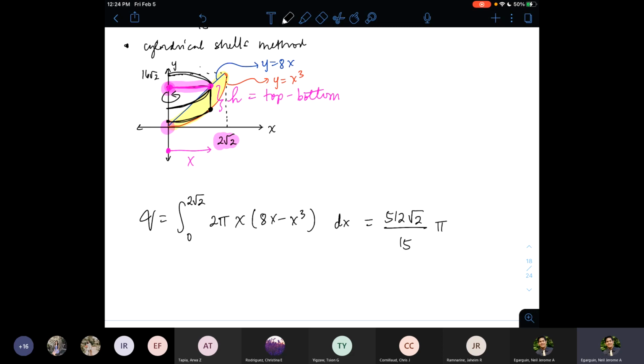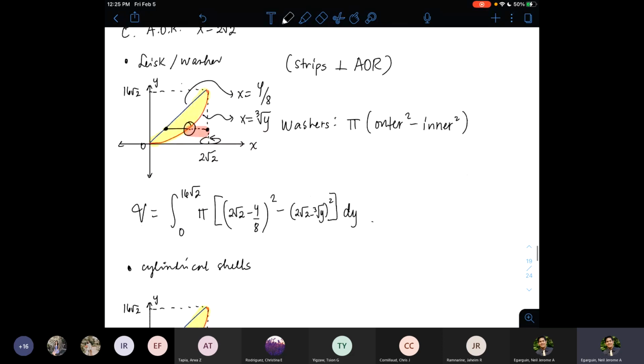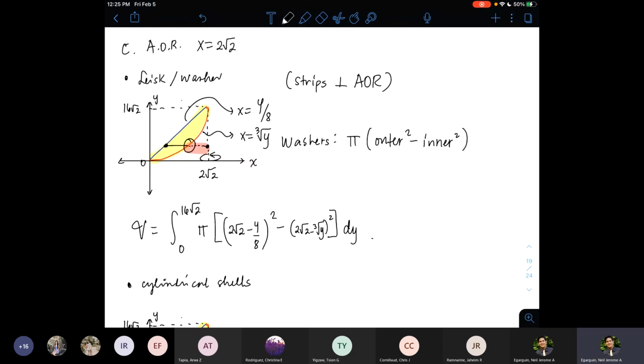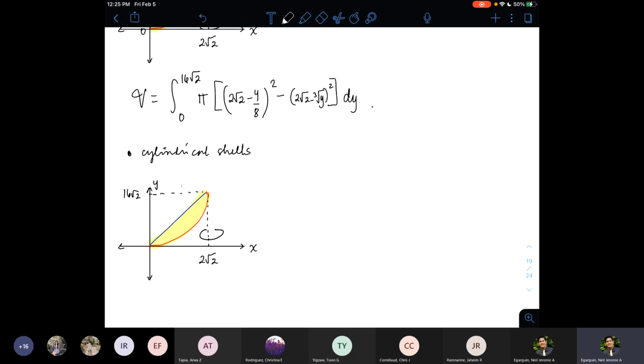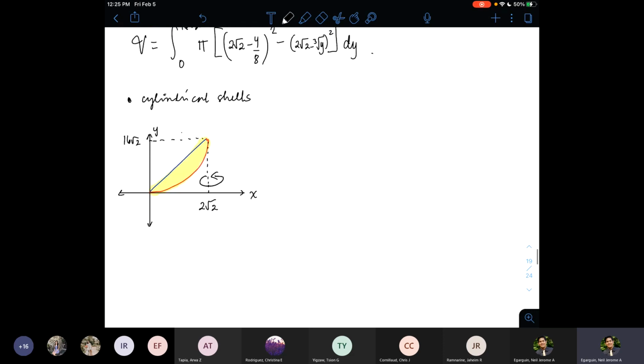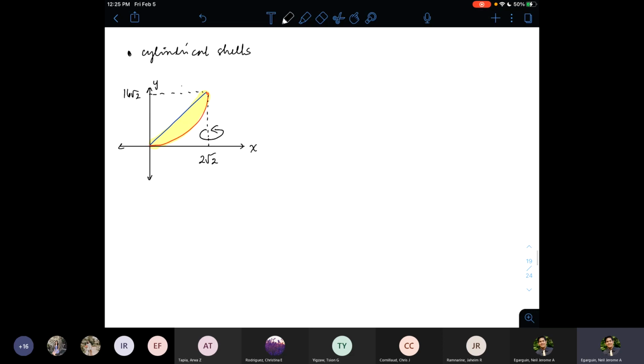Okay, it was a little bit too fast. So let's look at more examples. Then I'll work at it a little bit slower. Okay. Now let's do problem C. Again, for problem C, we still have the same region, but the axis of revolution is x equals 2 root 2. Okay. Let's see the picture. Well, the axis of revolution is x equals 2 root 2. So that's how the axis of revolution is situated, okay?